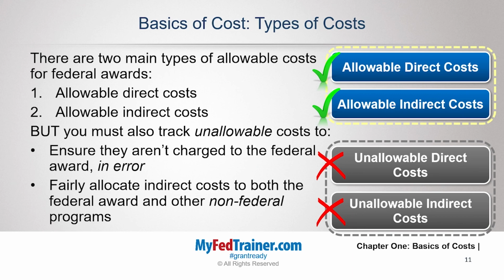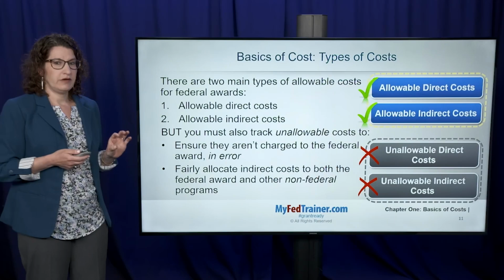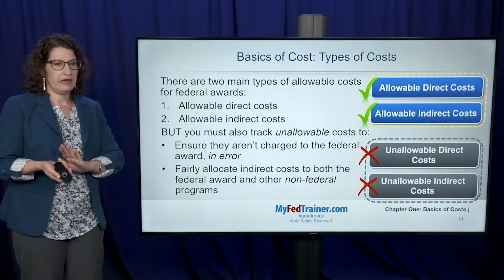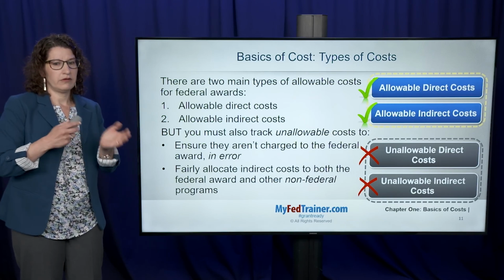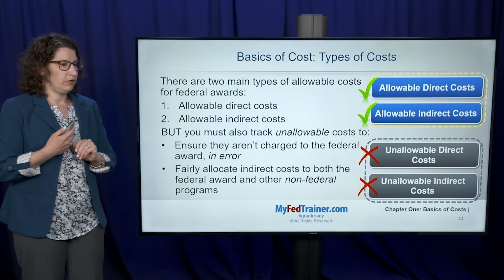And there also just need to make sure that you allocate indirect costs to both the federal award and other non-federal programs. So just keep this in mind, that there are very different categories of costs. There's direct and indirect, and there's allowable indirect, unallowable direct costs.